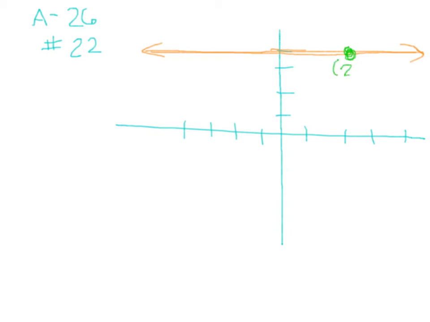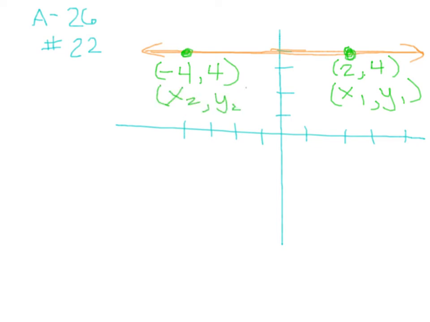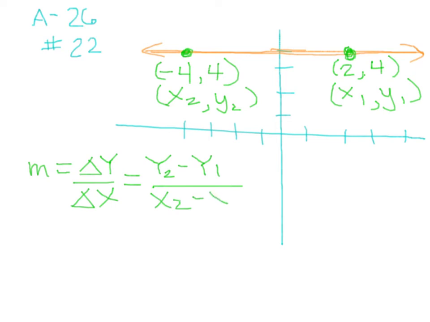So this point here is (2, 4), and I'm going to say that is x1, y1. Then I'm going to choose another point. I'll choose this one way over here, and the coordinates of that point are (-4, 4), and that I'm going to call x2, y2, because I already used x1 and y1. So now by definition, my slope is the change in y over the change in x. That's going to be equal to y2 minus y1 over x2 minus x1.